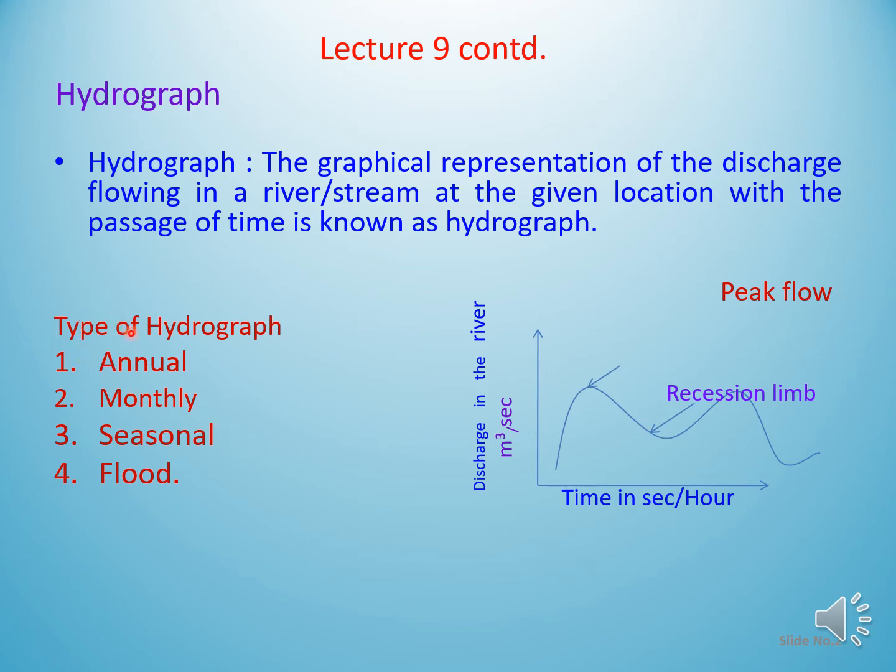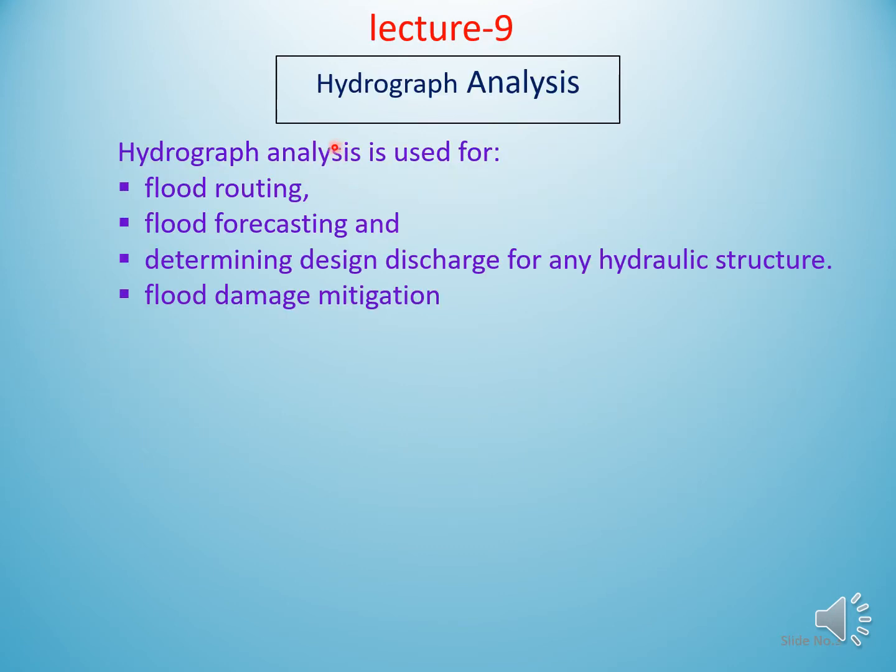The hydrograph is of the following four types. First one is annual hydrograph, then monthly hydrograph, seasonal hydrograph, and last one is flat hydrograph. Usage of hydrograph. Hydrograph is used for the analysis of flood routing, flood forecasting, determining design discharge for any hydraulic structures, and flood damage mitigation.